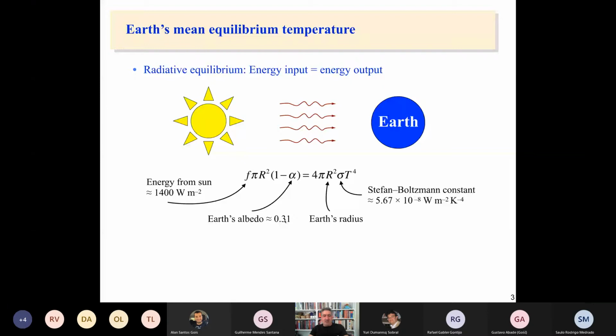So the way this works is that if we paint all of our roofs white, we increase Earth's albedo, and we receive less energy from the sun in the end.